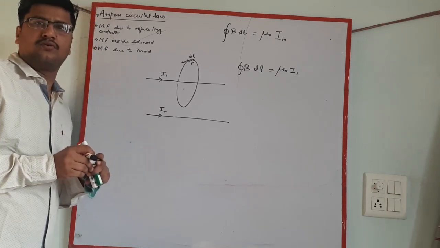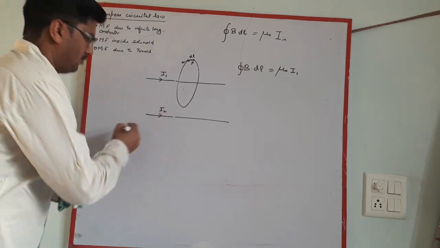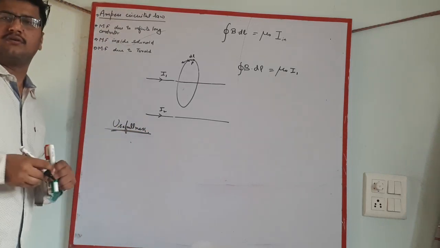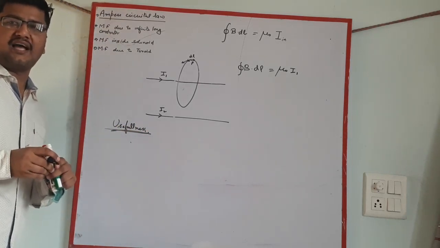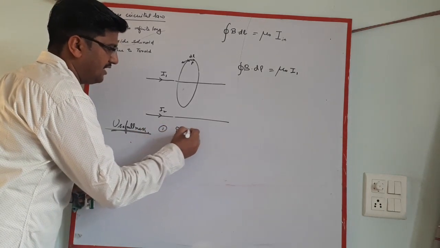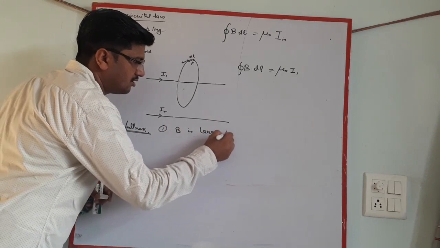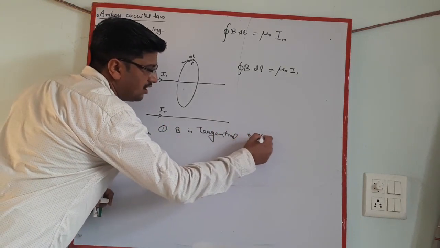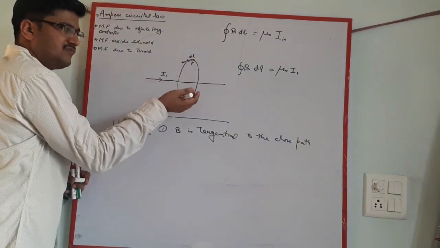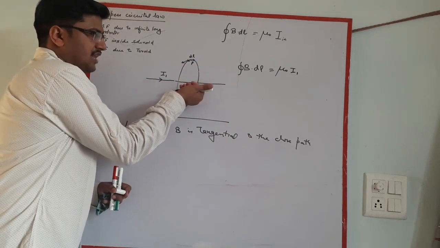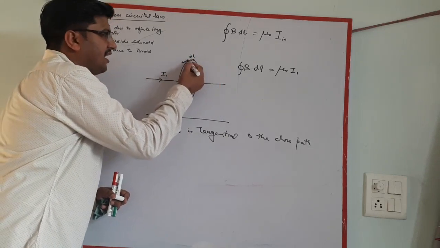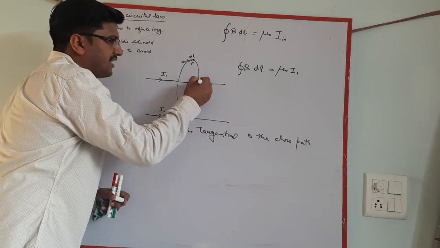Next, usefulness. This Ampere's law is useful in cases. Number one, if B is tangential to the closed path. Like in this case, if I hold the conductor in my right hand, the thumb represents the direction of the current, then the curl of fingers will represent the direction of the magnetic field, and the magnetic field at any point will be tangential to the closed path.